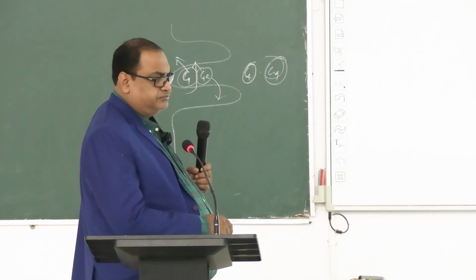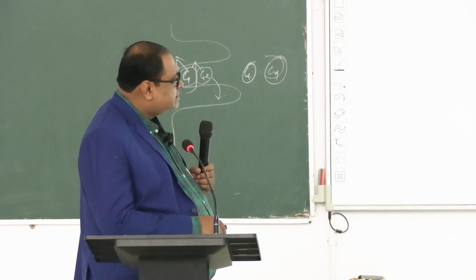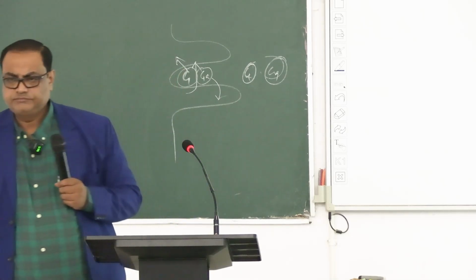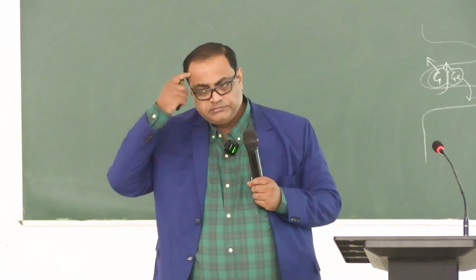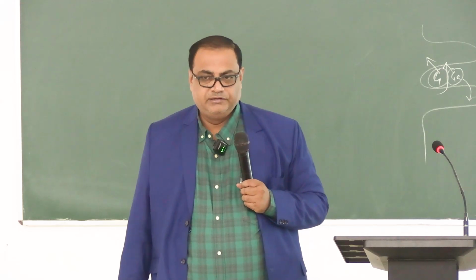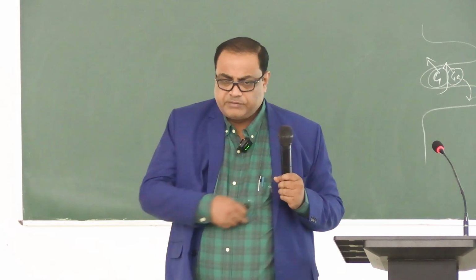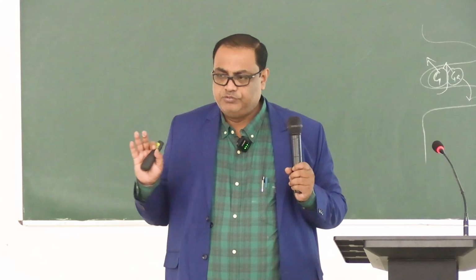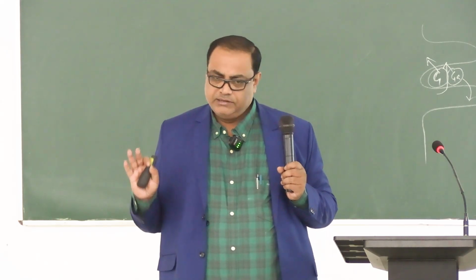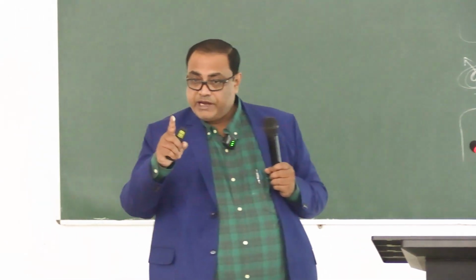Come back to GLUT2. Where do you find them? See, liver, pancreas, intestine, kidney. What is not present here? Brain. Correct? And RBC. Liver, pancreas, intestine means all sorts of intestinal region, abdomen, and kidney. All organs of the abdomen, GLUT2. Correct? GLUT3, only in brain.